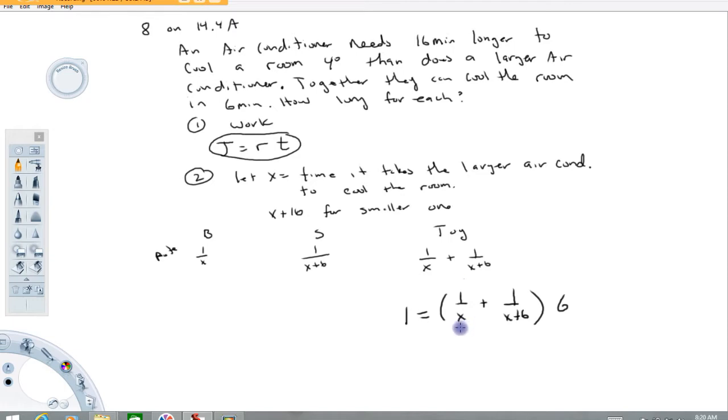So now, let's start working on getting that thing solved. Looks to me like we better multiply everything by X and X plus 16. That will get rid of the denominators. So when we take this guy times this guy, I'm going to put this over here. We're going to have X times X plus 16 equals. Now when we take this times this, notice that the X's will cancel. And we're going to be left with just X plus 16.